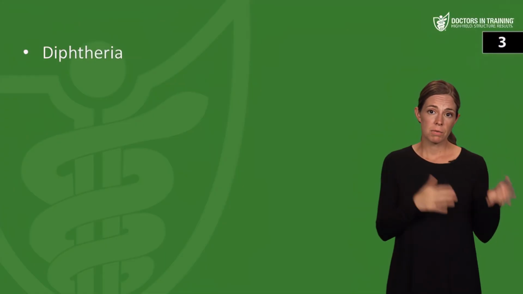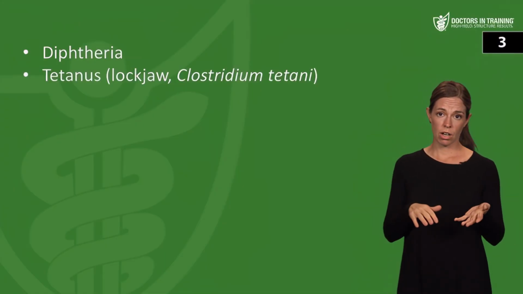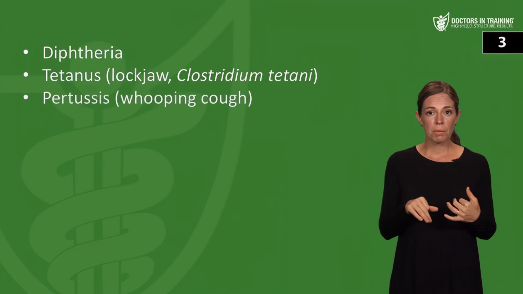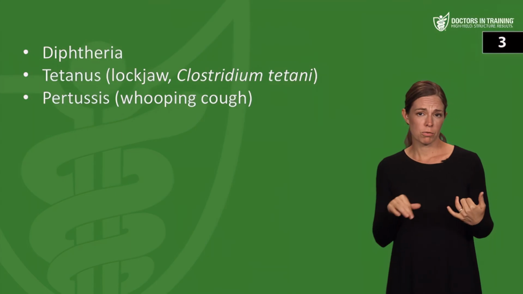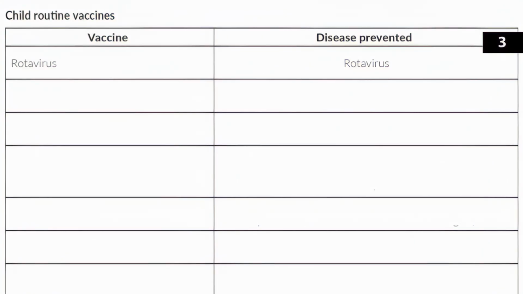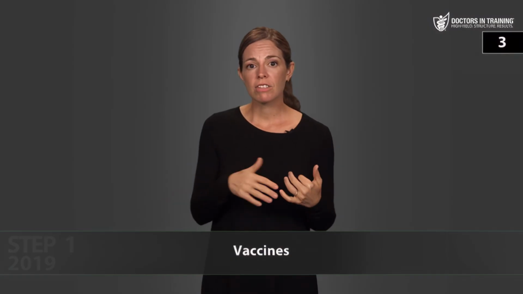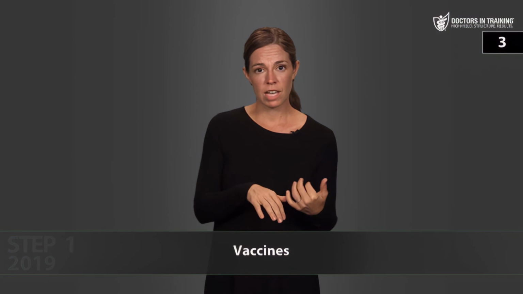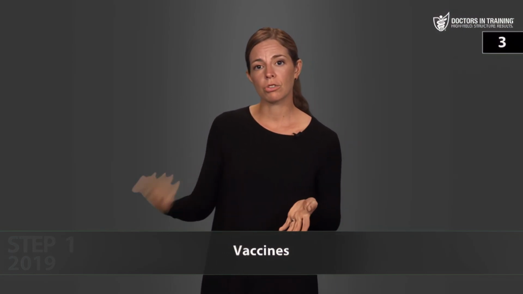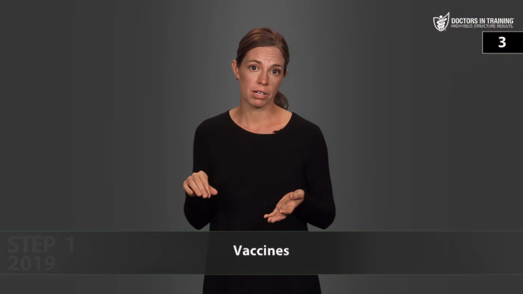These vaccines prevent diphtheria, tetanus, which is also called lockjaw, which is caused by Clostridium tetani, and pertussis, which is commonly called whooping cough, depending on where you're from. The first two vaccine combinations are the DTaP, diphtheria, tetanus, and acellular pertussis, and the DT, which is just diphtheria and tetanus. These are given to infants and children under the age of 7. You generally use DTaP, but the DT vaccine is for children who can't tolerate the pertussis component.